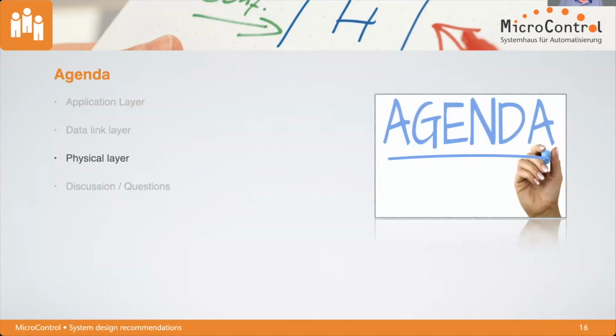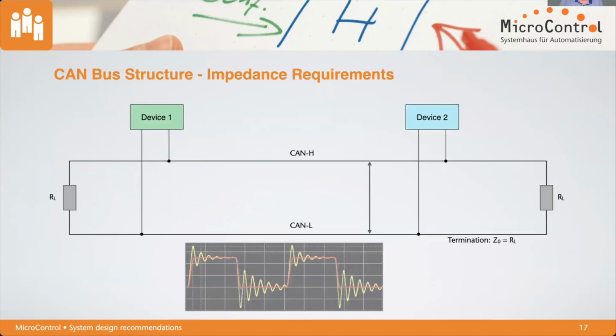So my last item today is the physical layer, and I love that because I'm an electrical engineer. And typically for CAN, you have this bus structure with a termination resistance at the beginning and at the end of the line. And hopefully then, if you look on an oscilloscope depicted here below, you see something like the red line and not this ringing like the yellow line.